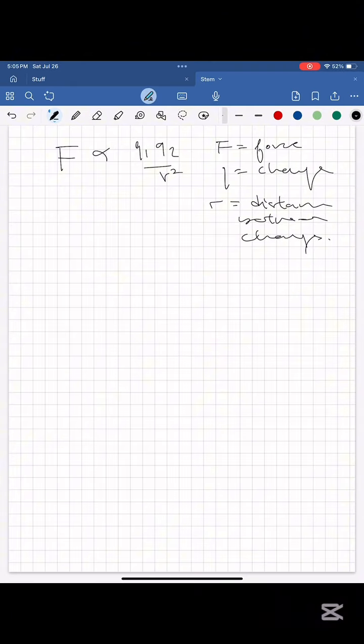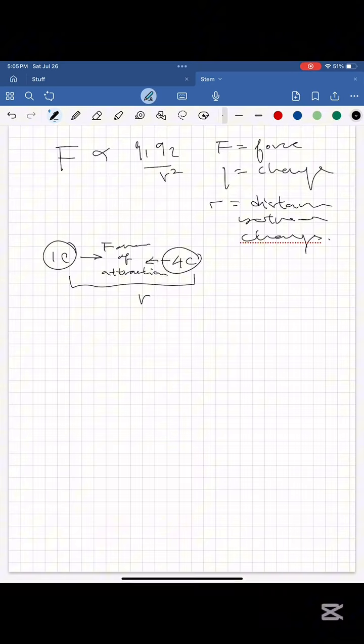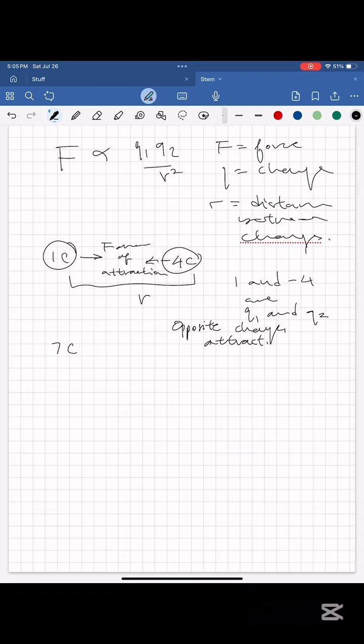Okay, so quick example. Let's just say that we have 1 Coulomb and something with negative 4 coulombs of charge, which is a lot, by the way. This would be the distance R, and the arrows are showing a force of attraction. So 1 and 4 are the Q1 and Q2, and since they're opposite charges, they would be attracting towards each other. Alright, second example here with 7 coulombs and 3 coulombs.